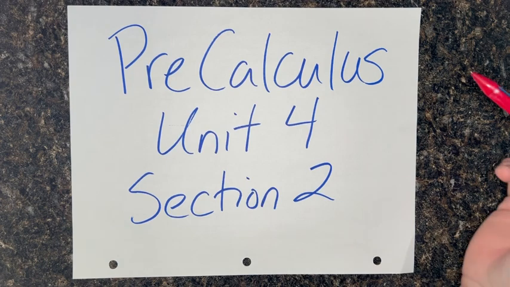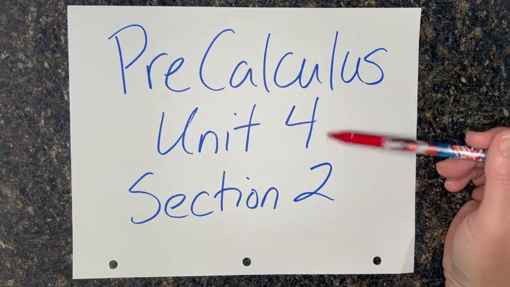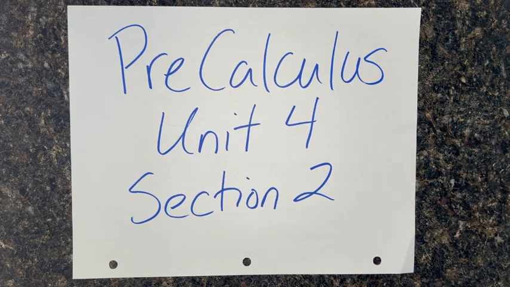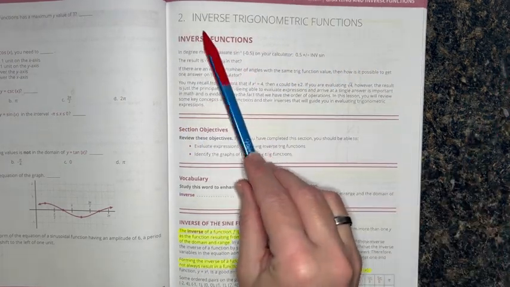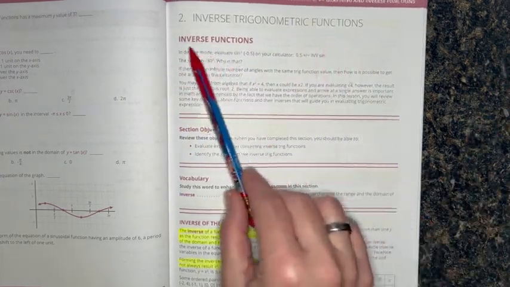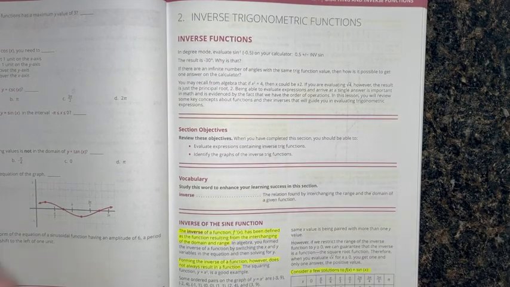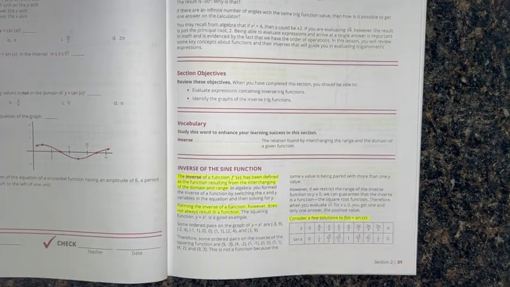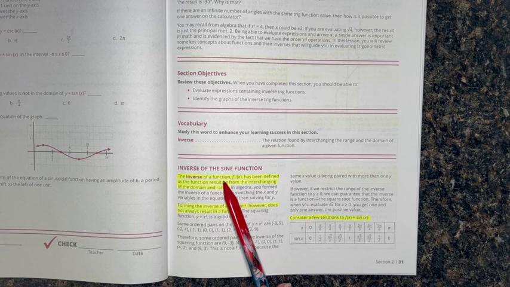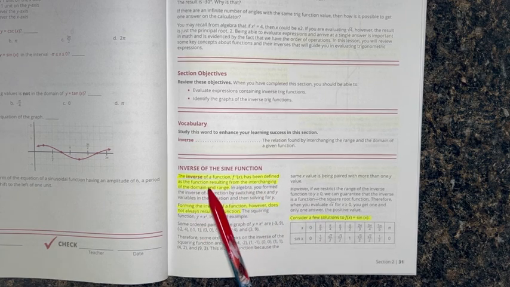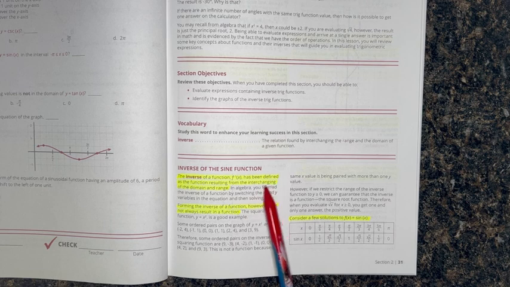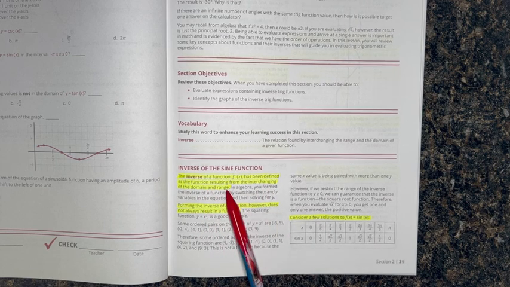Today we're going to be working through Pre-Calculus, Unit 4, Section 2. Section 2 begins on page 31, and it's titled Inverse Trigonometric Functions and Inverse Functions. Looking down here at the bottom of the page, it says the inverse of a function f to the negative 1 of x has been defined as a function resulting from the interchanging of the domain and the range.